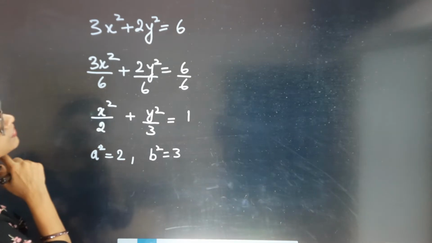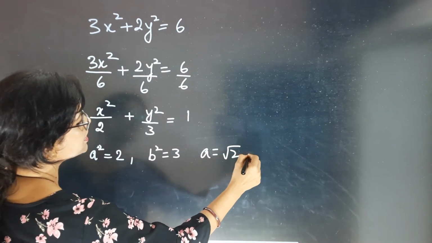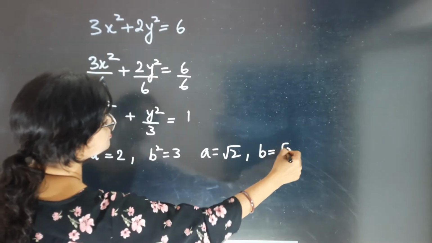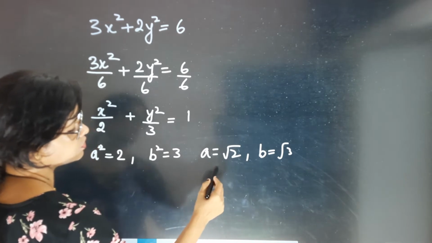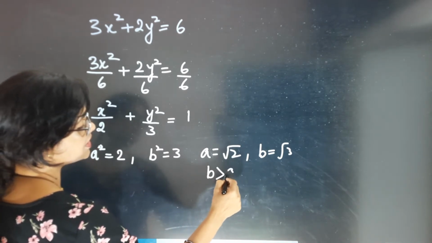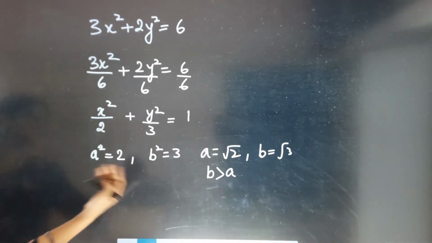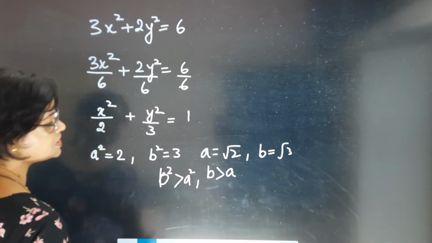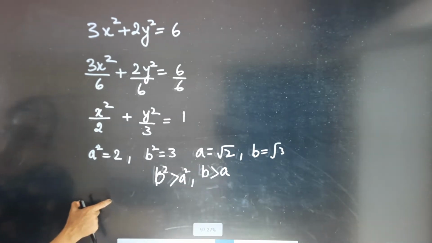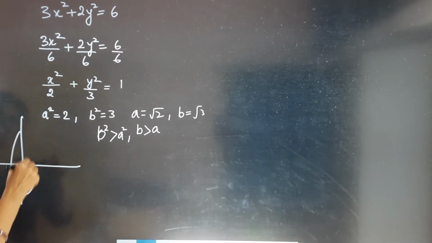So now when a² is 2 and b² is 3, a will be root 2 and b will be root 3. Now we know that root 3 is greater than root 2, so b is greater than a. Since b² is greater than a², b is greater than a. Once we got this part, we learned one very important thing, that the ellipse will be exactly like this.